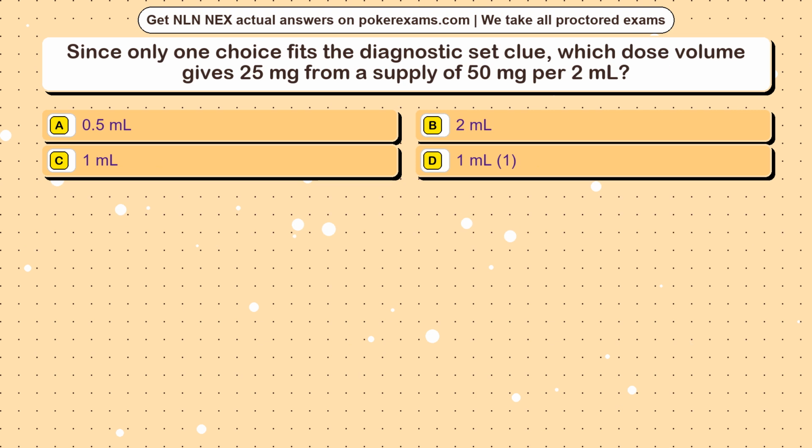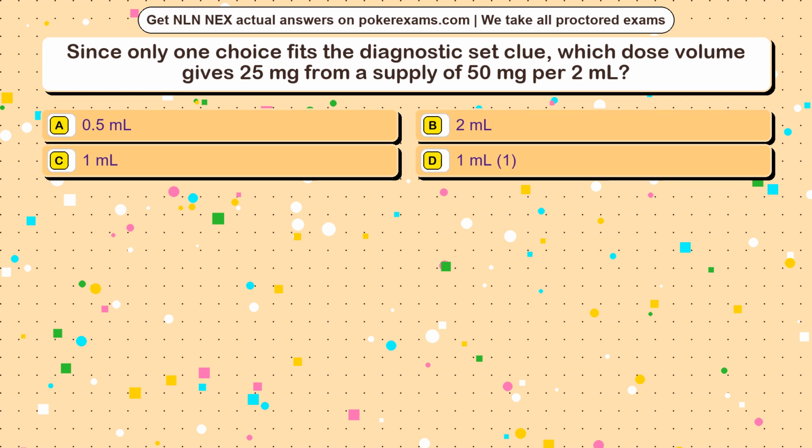Question 21. Since only one choice fits the diagnostic set clue, which dose volume gives 25 mg from a supply of 50 mg per 2 ml? Option A, 0.5 ml. Option B, 2 ml. Option C, 1 ml. Option D, 1.1 ml.